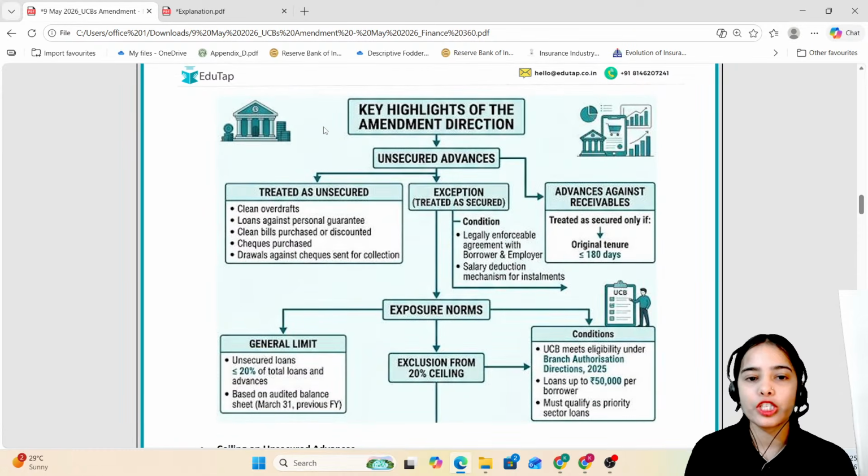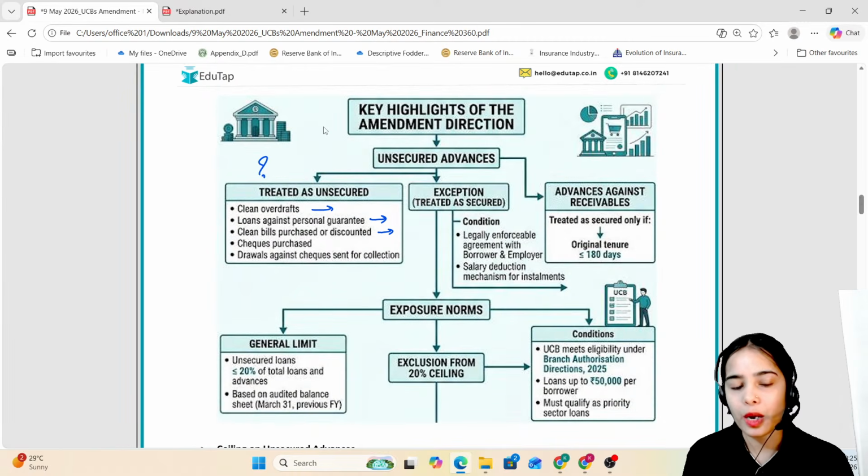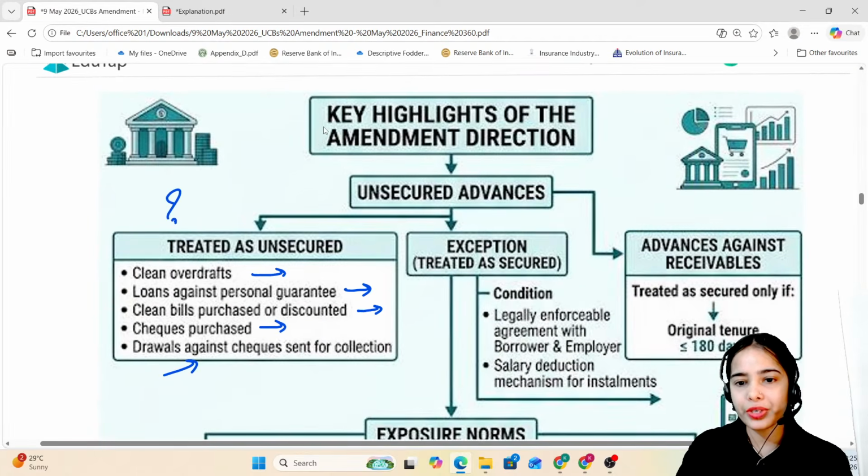Now, coming to this revision part. Which loans are treated as unsecured loans? Clean overdrafts, loans against personal guarantee, clean bills purchased or discounted, checks purchased, and drawals against checks sent for collection. Exception treated as secured.